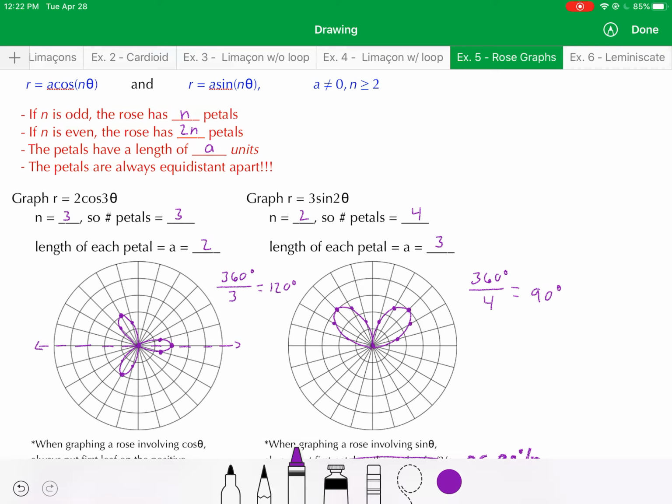All right, after 135 degrees, if I rotate 90 more, that puts me at 225. And I would place my next petal right here, copy the orientation of the rest of the points from the previous petals. And last petal will be placed at 315 degrees.